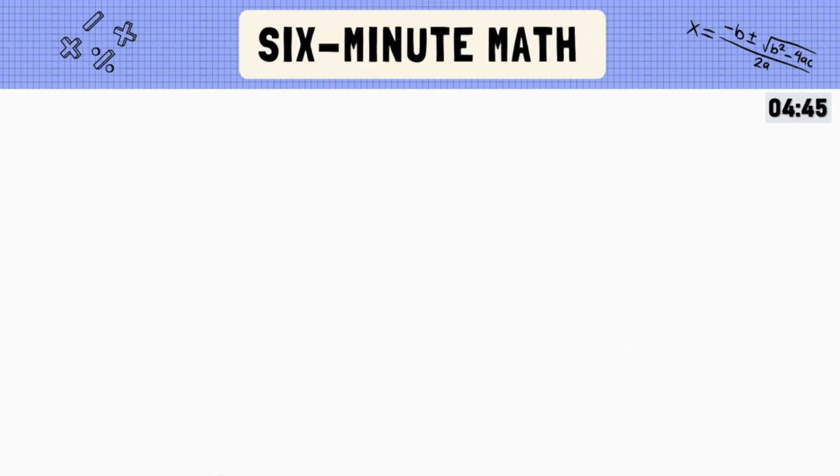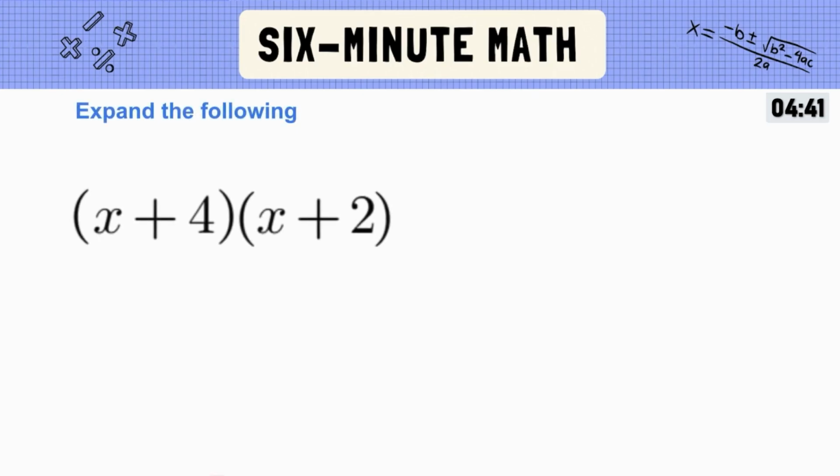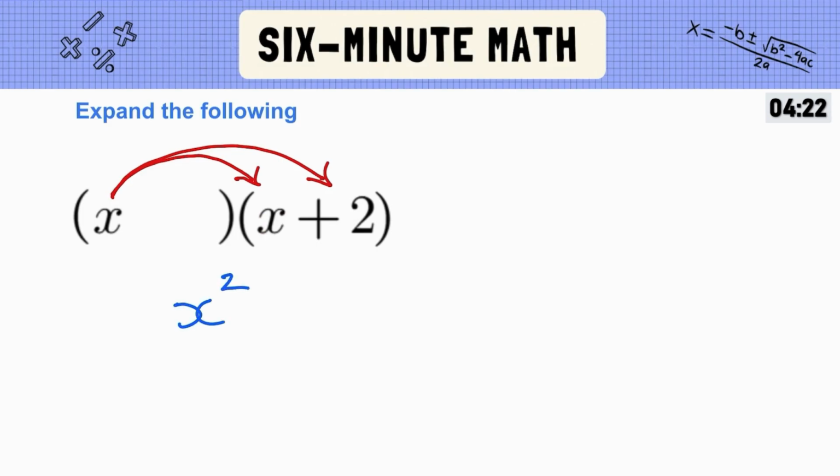So let's see some examples. We're going to expand the following: x plus 4 times x plus 2. Now in this case, I'm going to take that first term and multiply it by each term in my second polynomial. X times x is x squared, and then x times positive 2 is positive 2x.